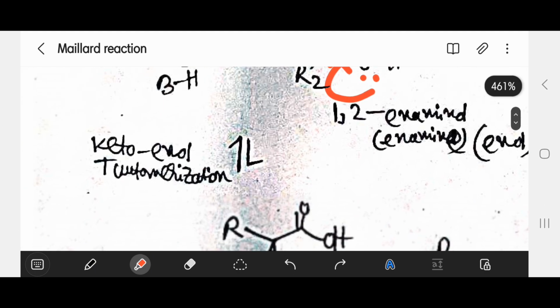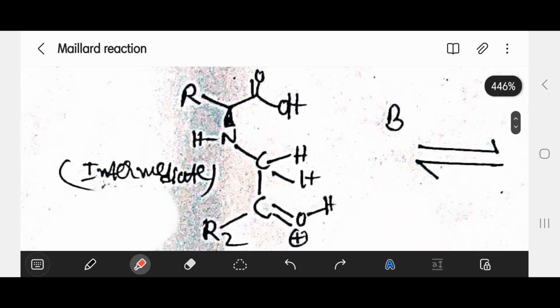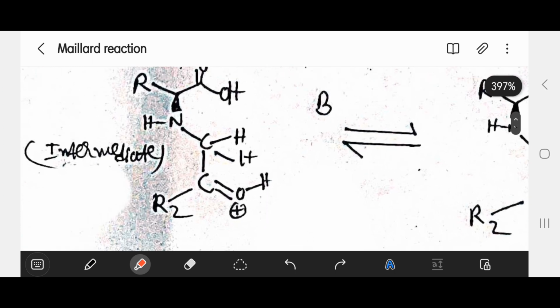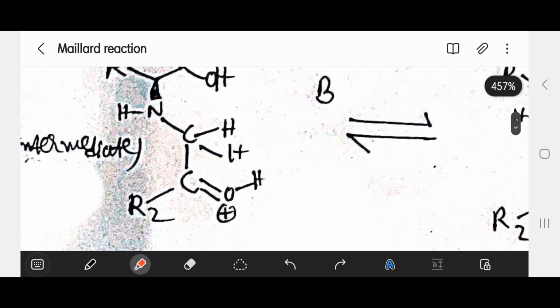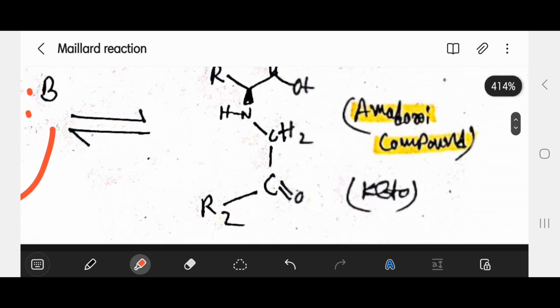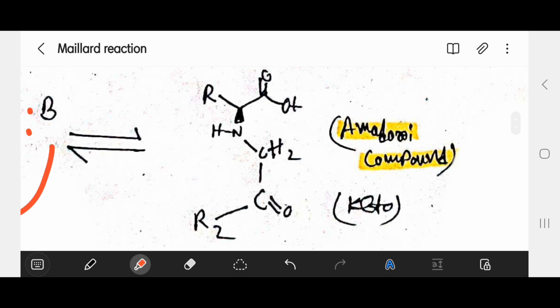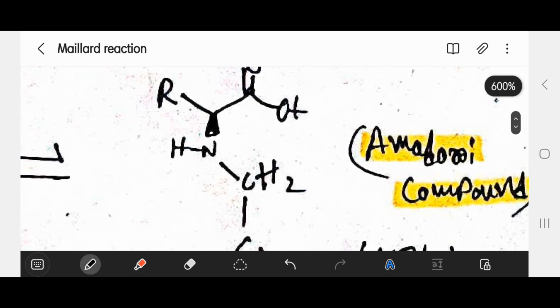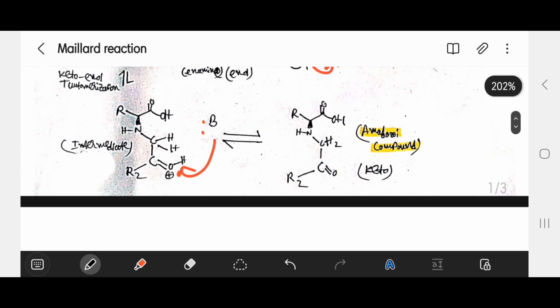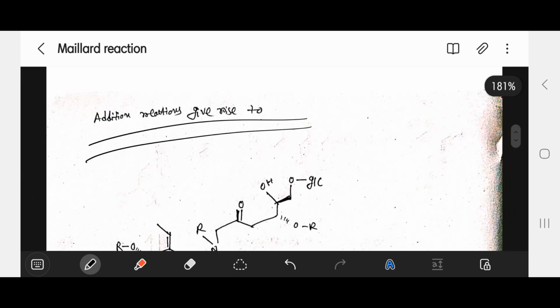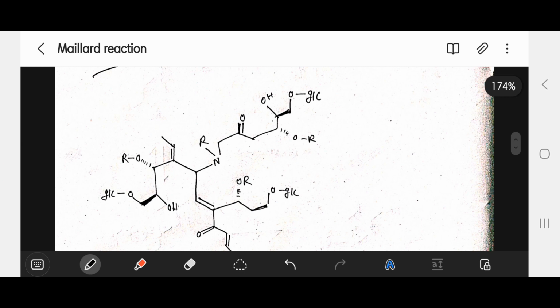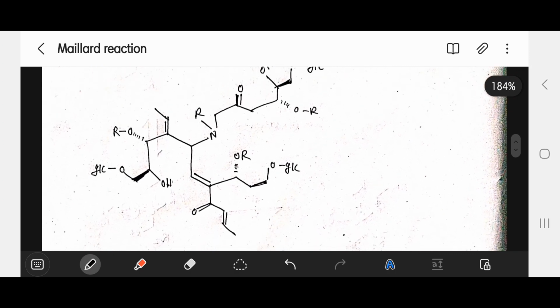BH plus is the protonated base, and after that it will form this intermediate here. This is an unstable intermediate, of course, because oxygen is protonated, and it is not favorable at all. So the base will take that proton, and we will get this Amadori compound or keto compound. Yes, this compound. So this is the primary reaction here. After many steps and many other reactions, the Amadori rearrangement is only one of the reactions. So after many reactions, we will get this compound.